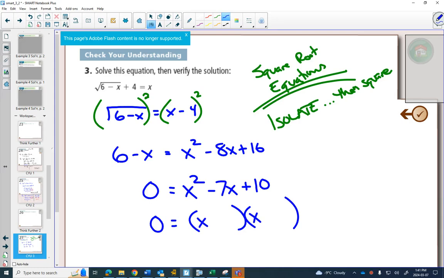X and x. And 2 ways to get 10. 5 and 2 or 10 and 1. But to get 7, I hope you can see that 5 and 2 make sense. I need negative 7, so that'd be negative 5 and negative 2. Double check, is negative 5 times negative 2 plus 10? It is. And so we get 2 answers.